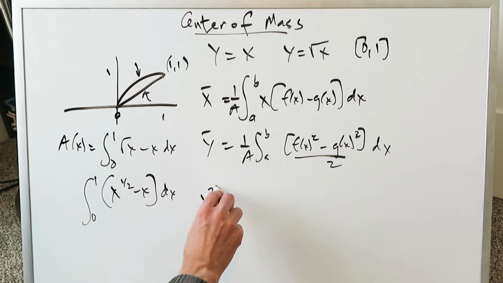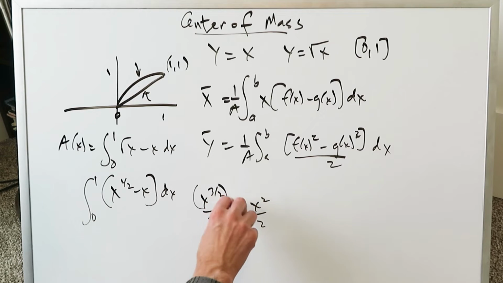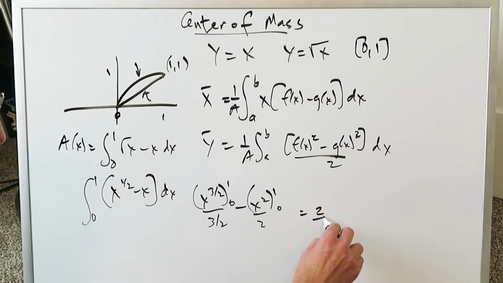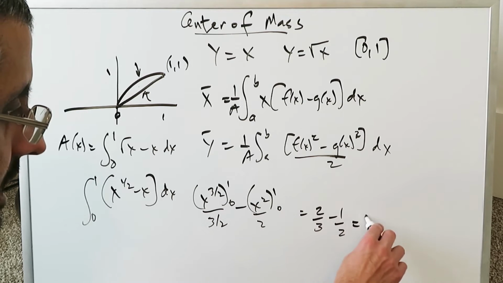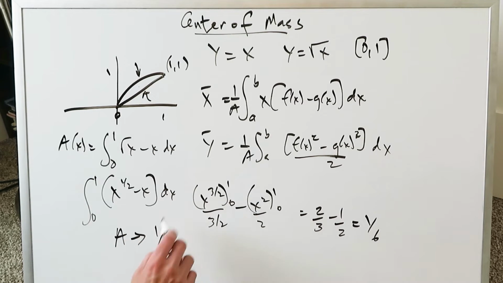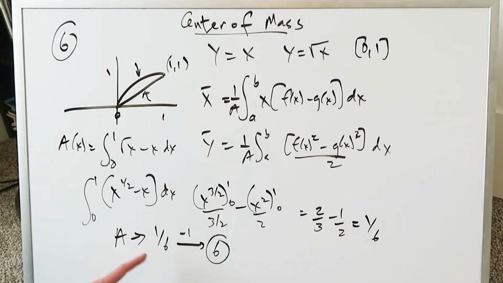You'll have x to the 3 over 2 over 3 over 2 minus x square over 2 from 0 to 1. But because you have a 0 and a 1 involved, you're really looking at 2 over 3 minus 1 over 2, which is 1 over 6. So the area over here is 1 over 6. But look, the area is 1 over 6, but it's always the reciprocal of that. When you do the reciprocal, you're getting a value of 6. You'll always be plugging in a value of 6 because it's 1 over A, which is 1 over 1 over 6, which is equal to 6.